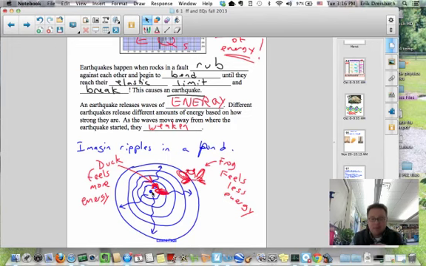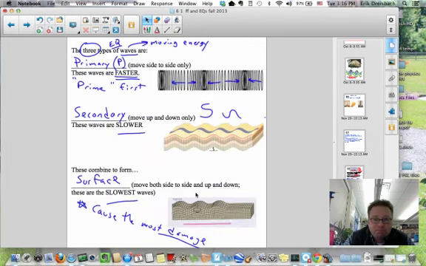And the duck that's near where the pebble went in would feel more of the energy because it was closer, and the frog that was farther away would feel less energy because the energy gets weaker and weaker as it spreads out away from where the energy originated, which in this case would be in the center of the pond. And this is true for earthquakes.